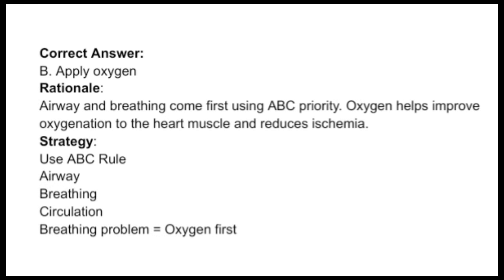Correct answer. B. Apply oxygen. Rationale. Airway and breathing come first using ABC priority. Oxygen helps improve oxygenation to the heart muscle and reduces ischemia. Strategy. Use ABC rule. Airway. Breathing. Circulation. Breathing problem equals oxygen first.